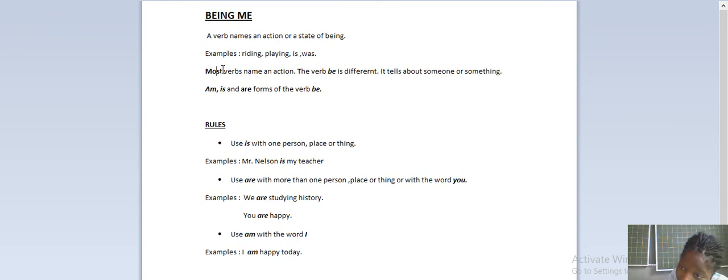Again, let me come back to this. Most verbs name an action. The verb be is different. It tells about someone or something. Forms of be are am, is, and are. Now we've gone over the rules over here. 1, 2, and 3. This first rule, we use is with one person. Second rule, we use are with more than one person, more than one place, more than one thing, or with the word you. And then we use am with the word I.